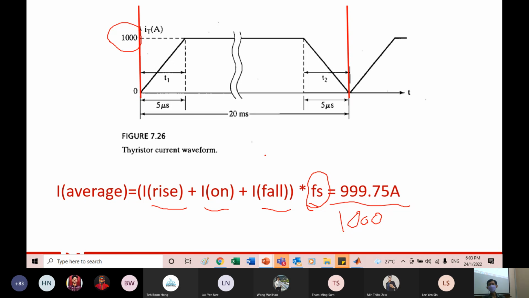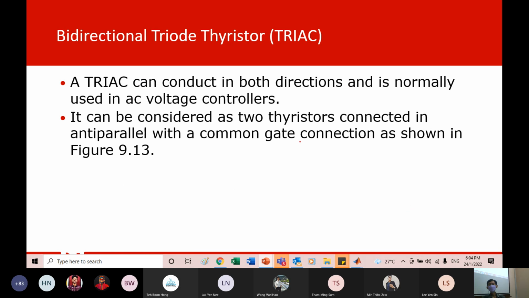So that is the second part of the calculation. Okay. Any questions?